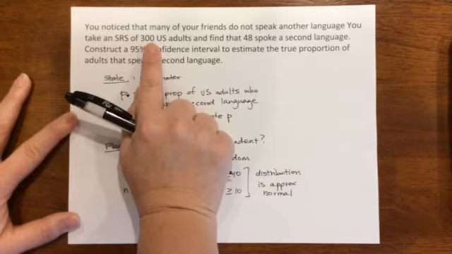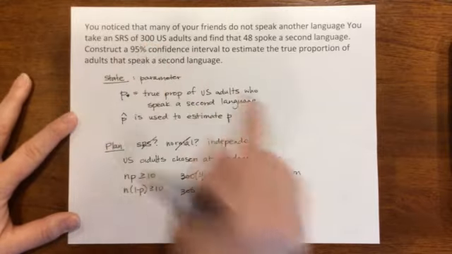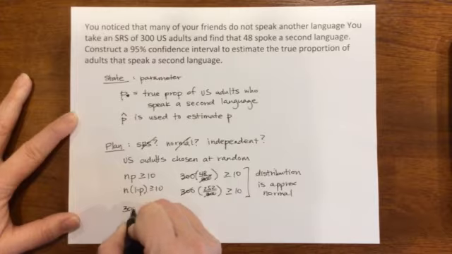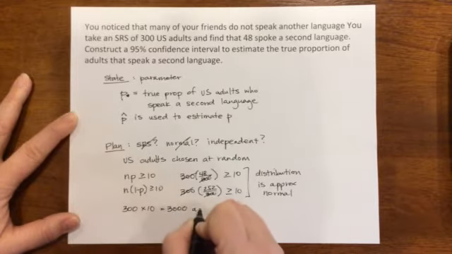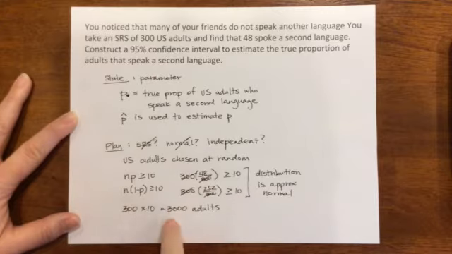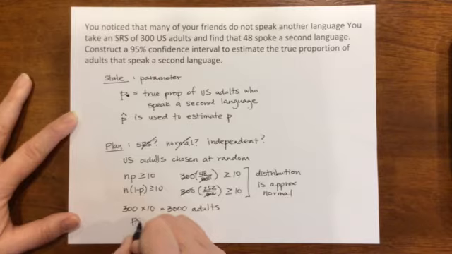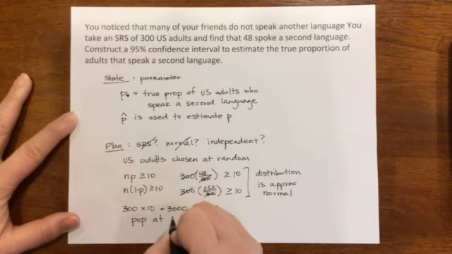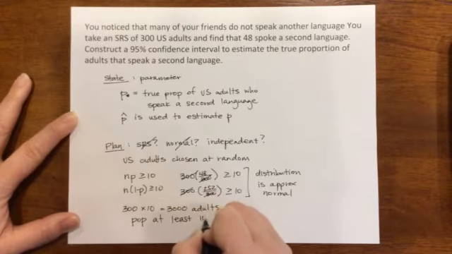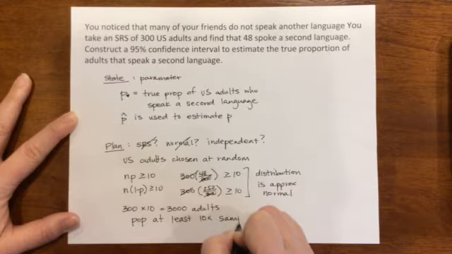So the way you do that is you want to see, is the population at least 10 times the sample? So is 300 times 10, representing 3,000 adults, does our population contain at least 3,000 adults? Definitely. There's, I don't know, I guess I should look it up, but I don't know how many U.S. adults there are, but there's a lot. So the population is at least 10 times the sample.